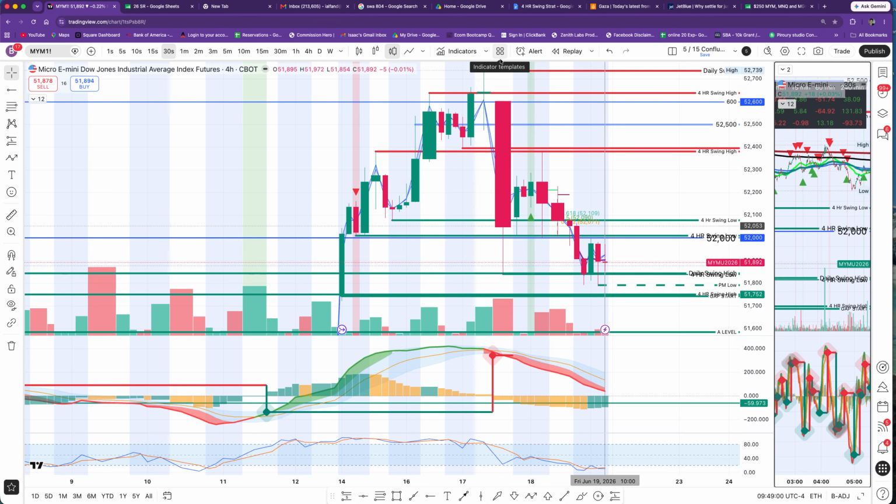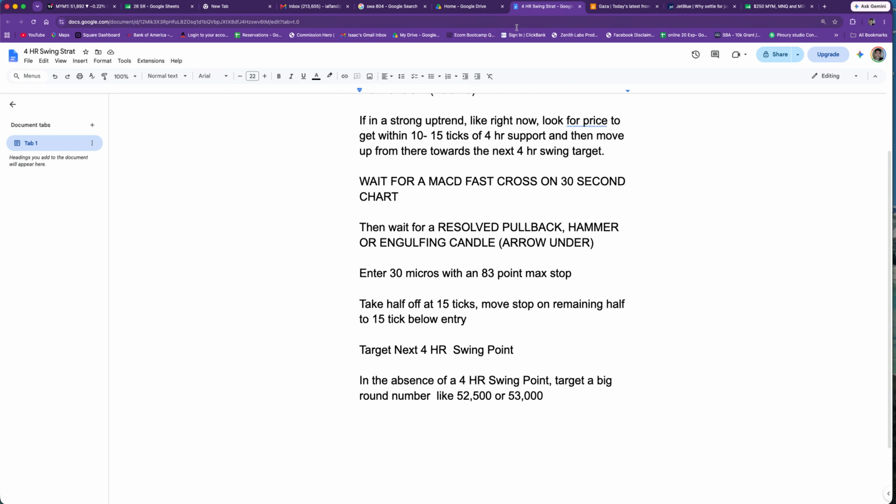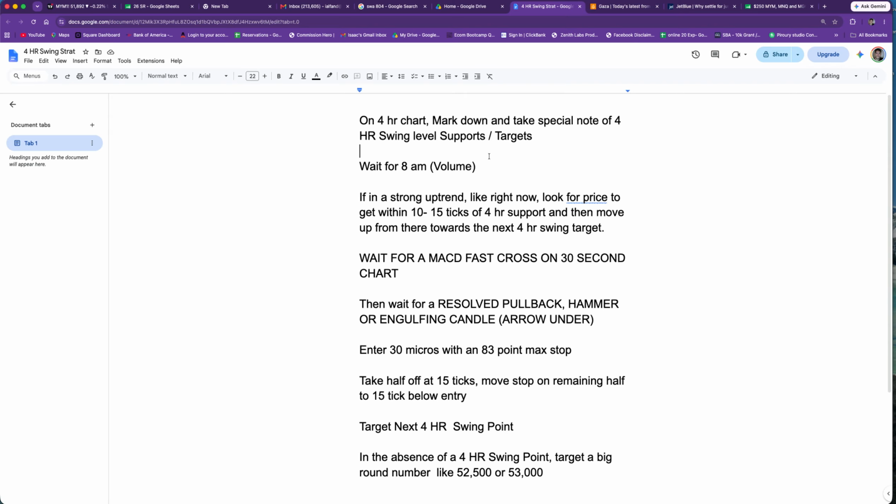Hey traders, I want to take you through a 4-hour swing strategy. It's a strategy that allows you to find the best support and resistance levels to buy and sell at, that allows you to take maximum profit based on how the market likes to move from 4-hour point to 4-hour point. So let's take a quick look at how we find the 4-hour swing levels of support and resistance to trade off of, and then we'll show you some examples of some trades.